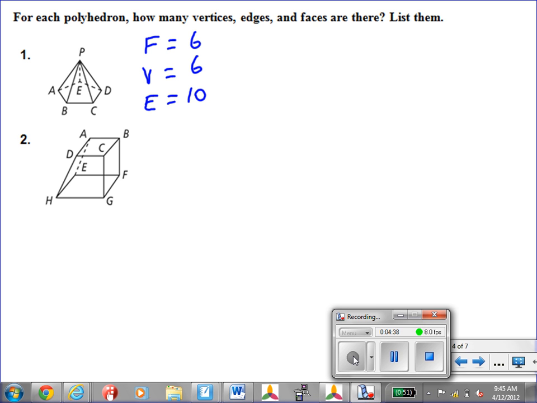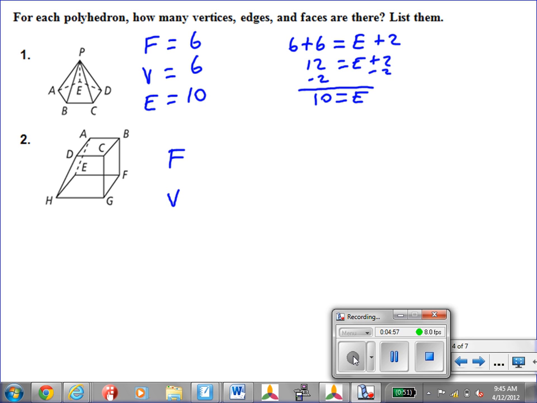Okay? And so if you do the formula, the formula is 6 plus 6 equals edges plus 2. So that's 12 equals edges plus 2. Subtract the 2, and you get 10 edges. Okay, so if it gets out of control, you can do it that way. All right, faces, vertices, and edges.